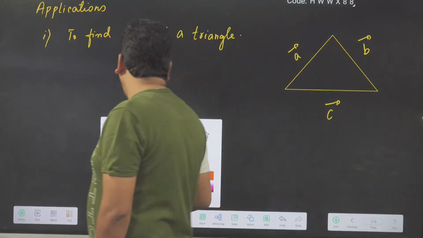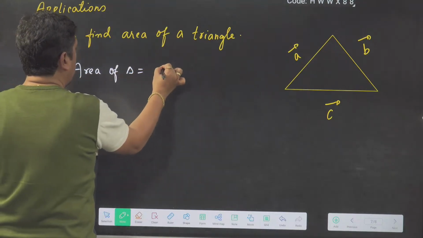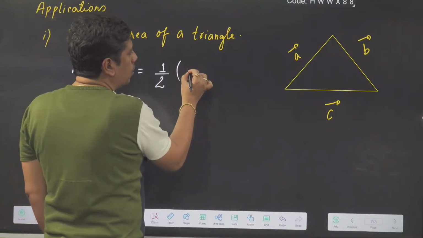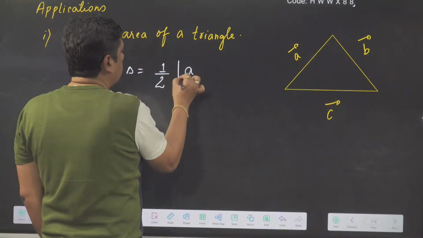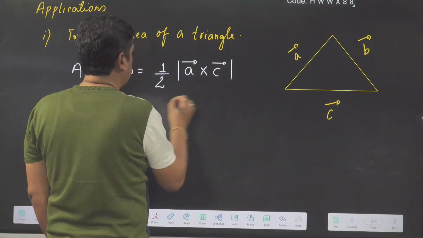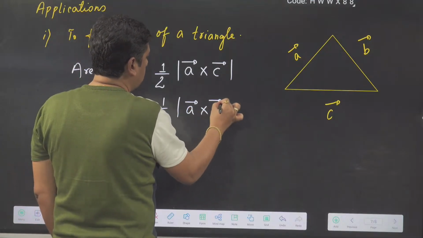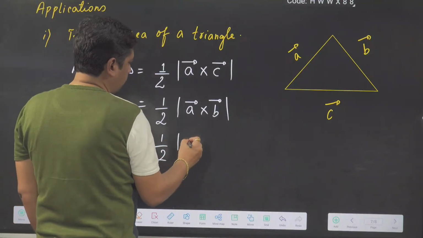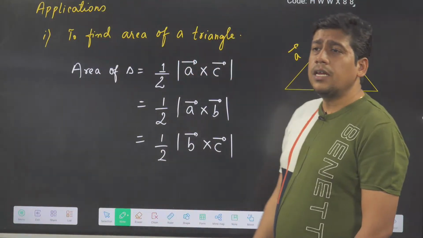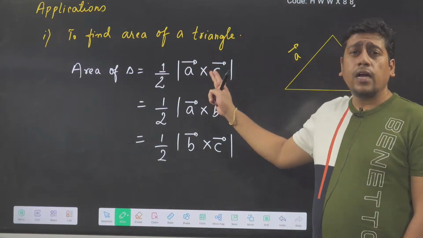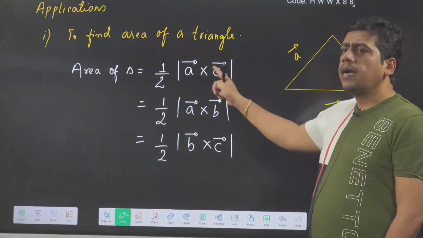So area of triangle is half of cross product of, since we are interested in magnitude, half of A cross C or half of A cross B or half of B cross C. Since we are only interested in magnitude, it doesn't matter whether you are doing A cross C or C cross A, because when you take the magnitude, it will not matter. That's why you can write C cross A also.